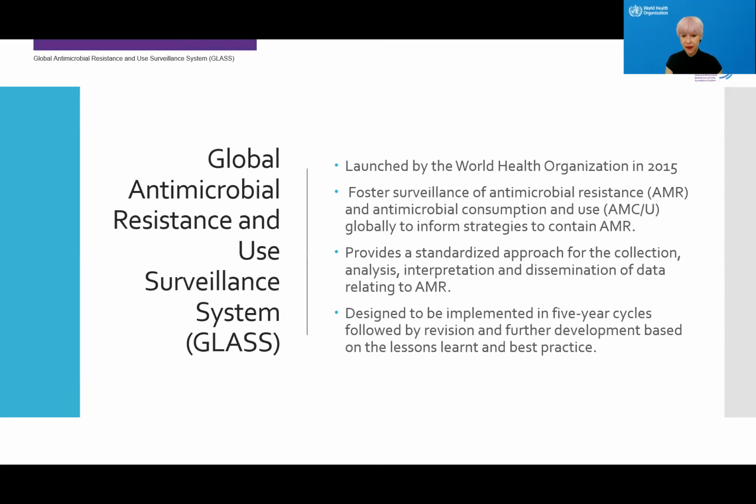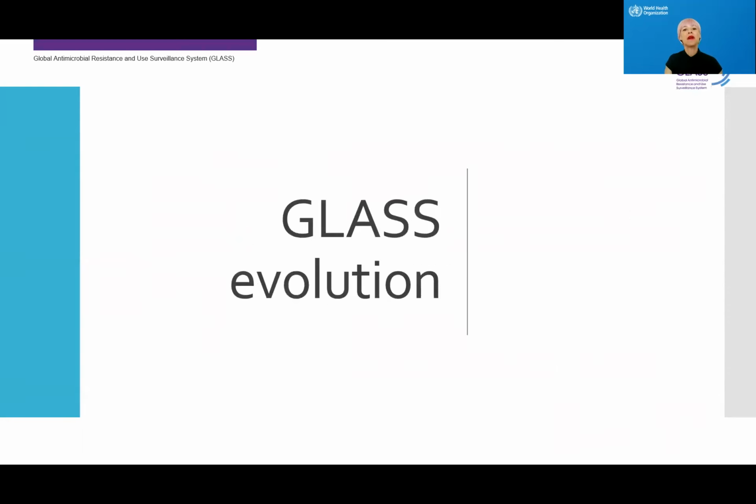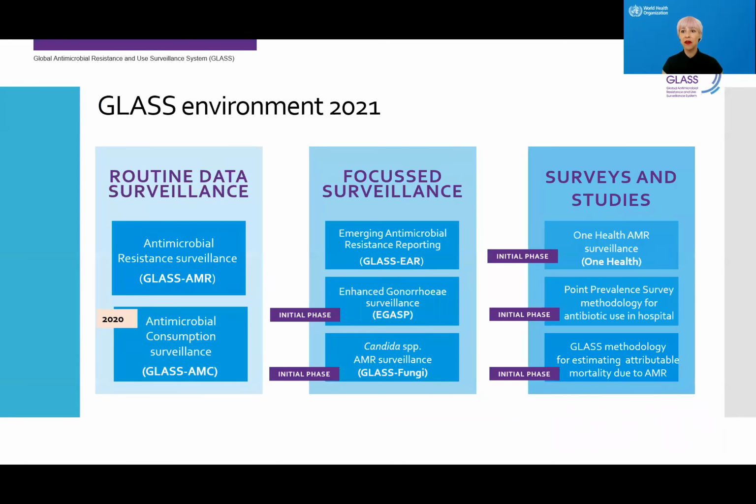Compared to the first year, where GLASS was focusing only on the routine surveillance of AMR, now the GLASS environment is comprised of a number of technical modules. Precisely, we have 8 technical modules divided in 3 silos. The first one is the routine data surveillance, which comprises the antimicrobial resistance and antimicrobial consumption routine data surveillance modules.